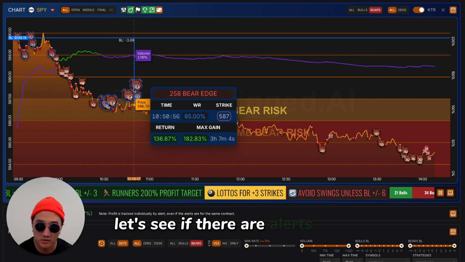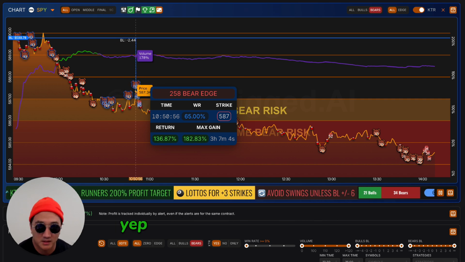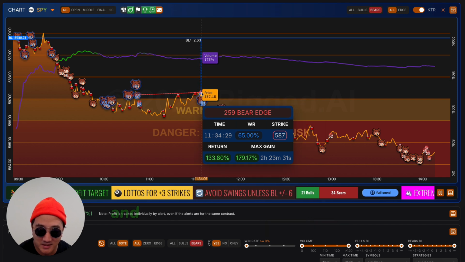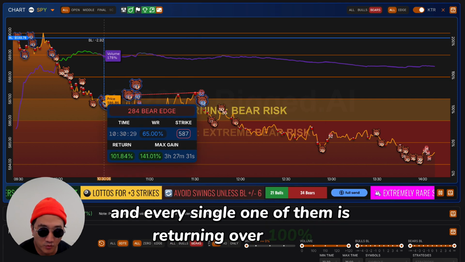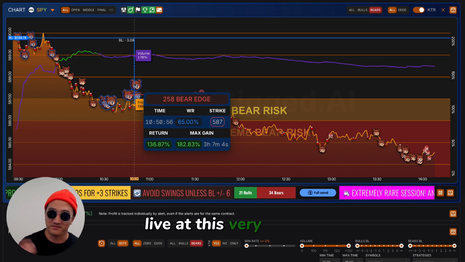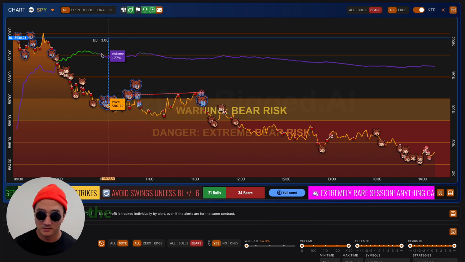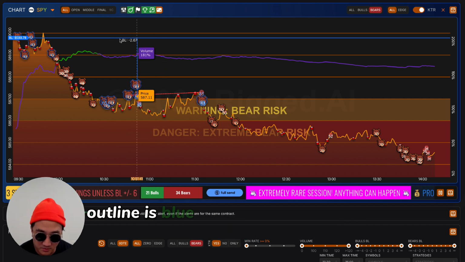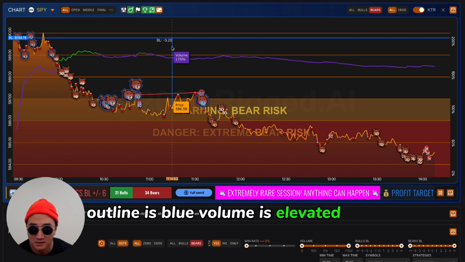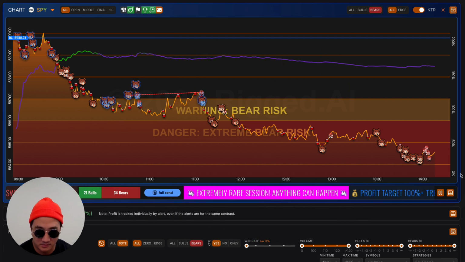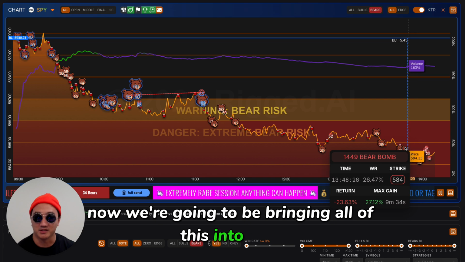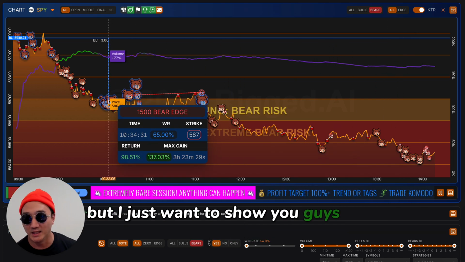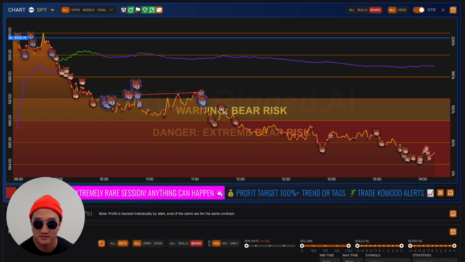Let's see if there are alerts here. Yep, 65% win rates with edge. You're getting that again here. And every single one of them is returning over 100% live at this very second. The only thing different between that session and this one: outline is blue, volume is elevated, exit is in the red. Now we're going to be bringing all of this into code, into the system here shortly, but I just want to show you guys how incredible this is.